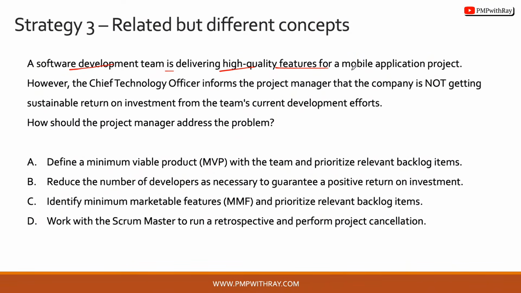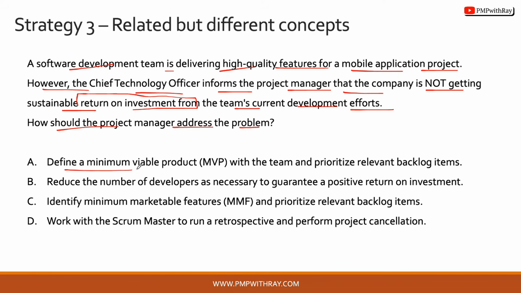A software development team is delivering high quality features for a mobile application project. However, the CTO informs the project manager that the company is not getting sustainable return on investment. So there is definitely some commercial element involved in the team's current development efforts. How should the project manager address the problem?